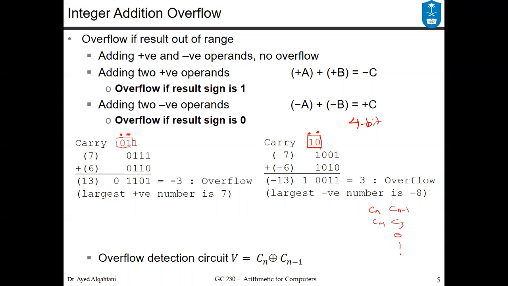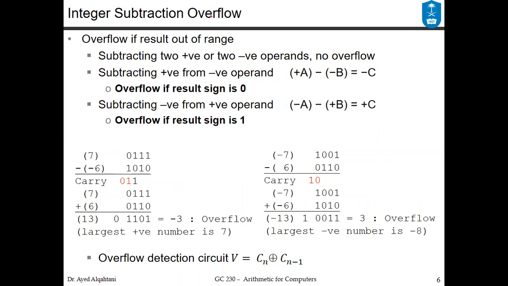These are the 4 different combinations, and we want, if they differ, to generate 1. Otherwise, we will generate 0. And we know that this is the XOR gate. So if we compute Cn XOR Cn minus 1, then this is going to be V, indicating that there is an overflow.